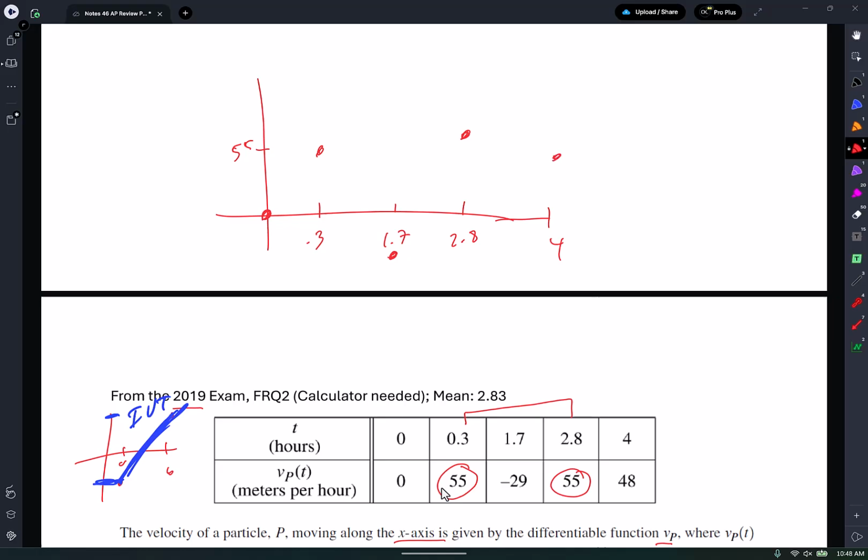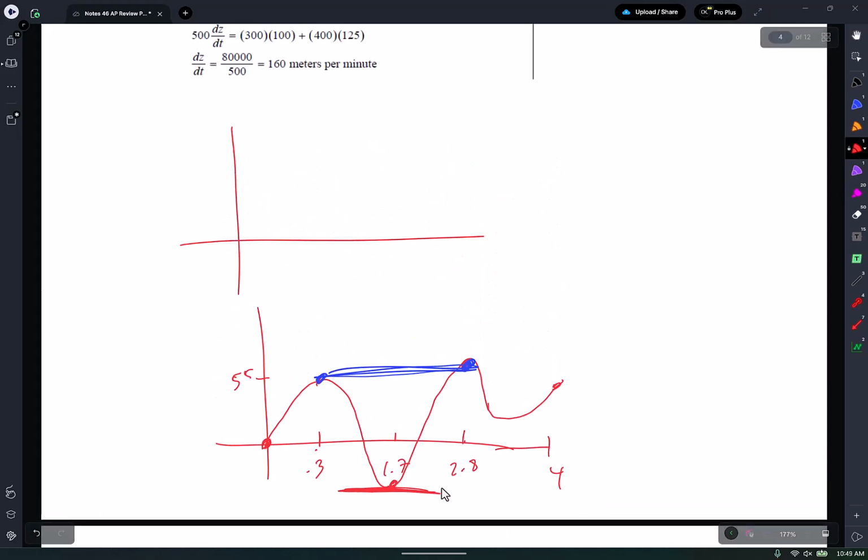So what if this graph looked like that? The average rate of change, you see 0.3 here, and it's supposed to be flat like that. You see this secant line? Do I have any tangent lines that are parallel to that secant line? Yes, I do. I made it look like it's at 1.7. By chance, notice that this one right here is in the interval between 0.3 and 2.8. That's all it's saying, and it doesn't matter how you draw the curve.